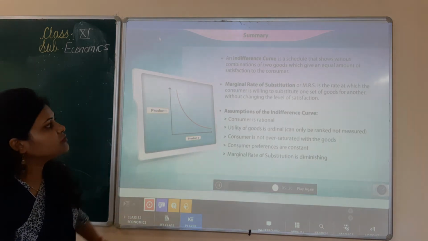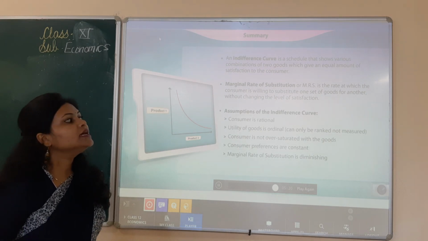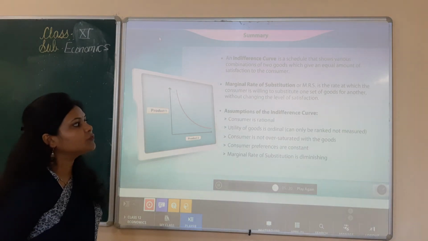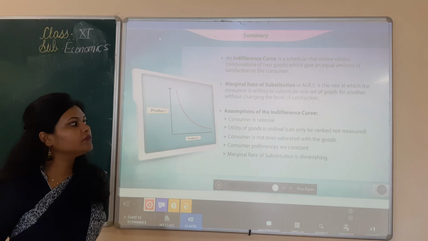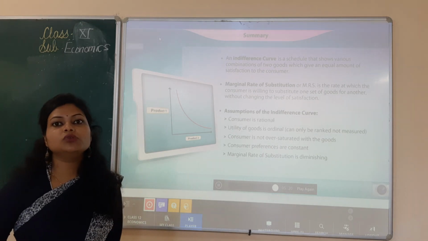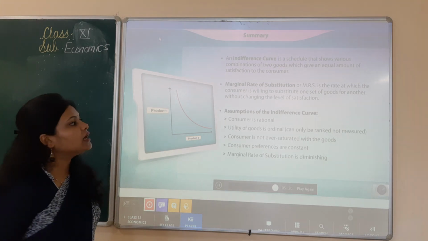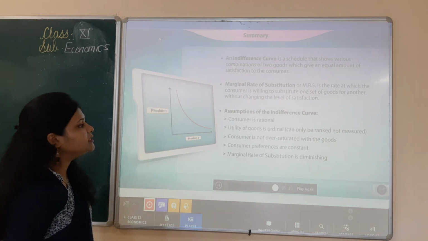The next thing which we have learned is the marginal rate of substitution, or MRS, which is the rate at which the consumer is willing to substitute one set of goods for another without changing the level of satisfaction. Whatever the definitions are, you learn them, because all this can come in your exam, so you have to define it like that. Now, what are the assumptions of the indifference curve?